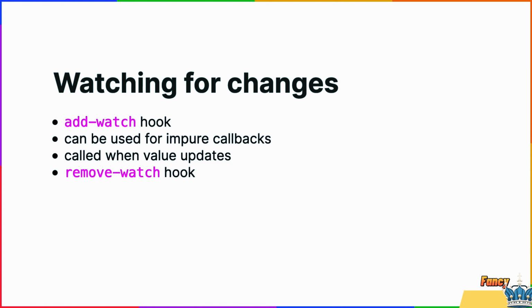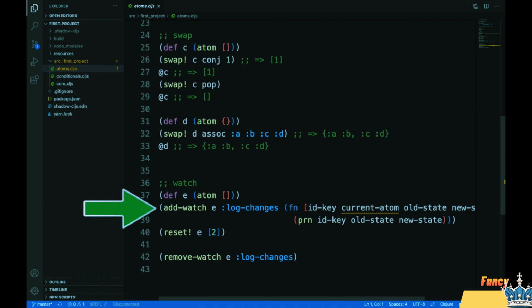You can add a hook that watches changes made to an atom's state. This is useful in cases where you want an impure operation to run after the state has changed. For example, you might want to log the changes or re-render the UI when the atom updates. The add-watch function takes an atom, an identifier keyword, and a function to be called when the state changes. When the reset! function is executed, a log statement is printed in the runtime, i.e. the running Node script.